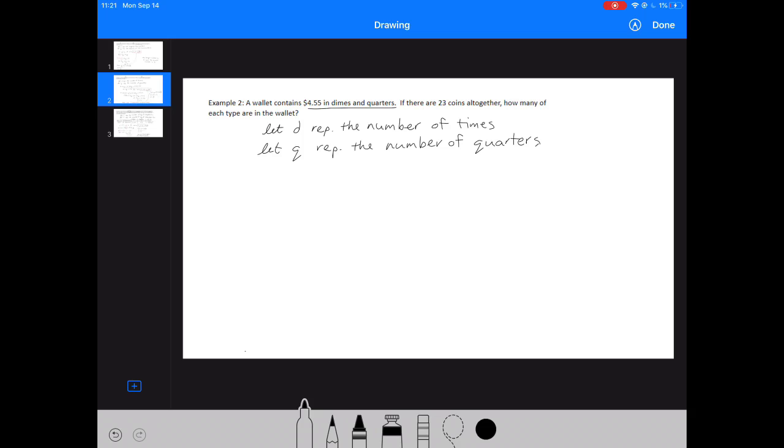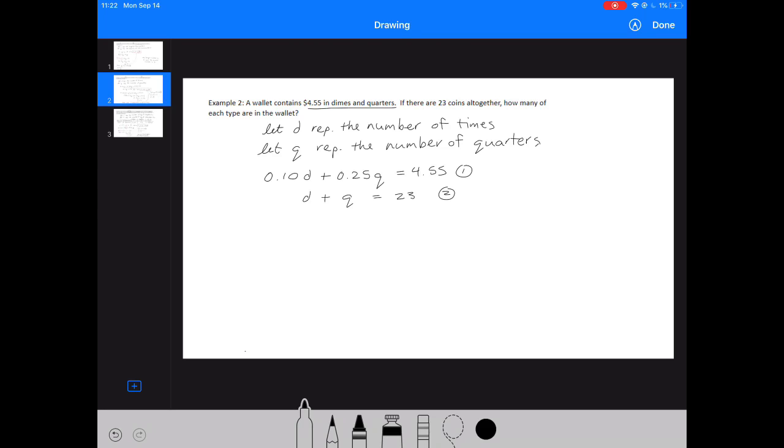So that first sentence tells me that a wallet contains $4.55 in dimes and quarters. So that's the amount of money. So I know that it's 10 cents times the number of dimes that I have, plus 25 cents times the number of quarters that I have, and that's going to equal my total amount of money. And then my next equation is going to be how many. So the number of dimes plus the number of quarters has to equal 23, and that's my second equation. Now this one I'm going to try solving by elimination, because I see some decimals. I kind of like to get rid of the decimals.